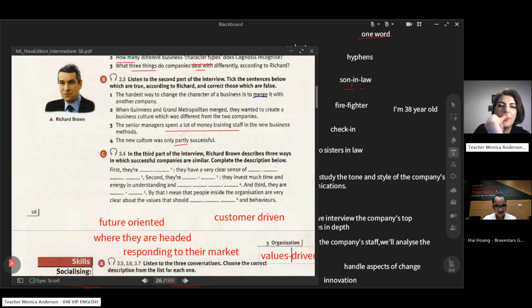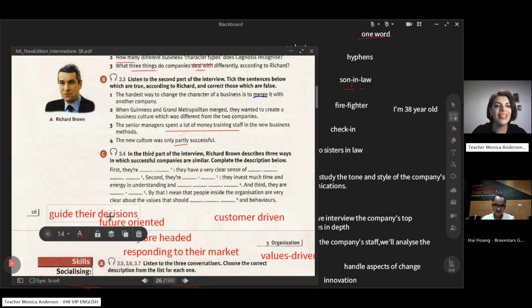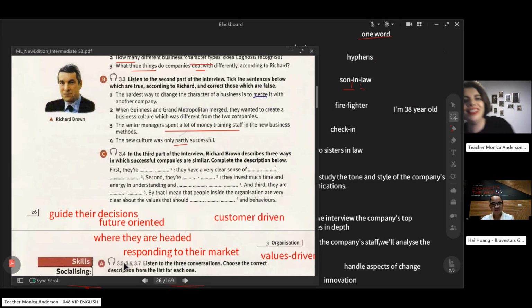By that I mean that people inside the organisation are very clear about the values that should guide their decisions and behaviours, the principles by which the business is run. Yeah, okay, I think this one was a bit easier than the two previous ones.